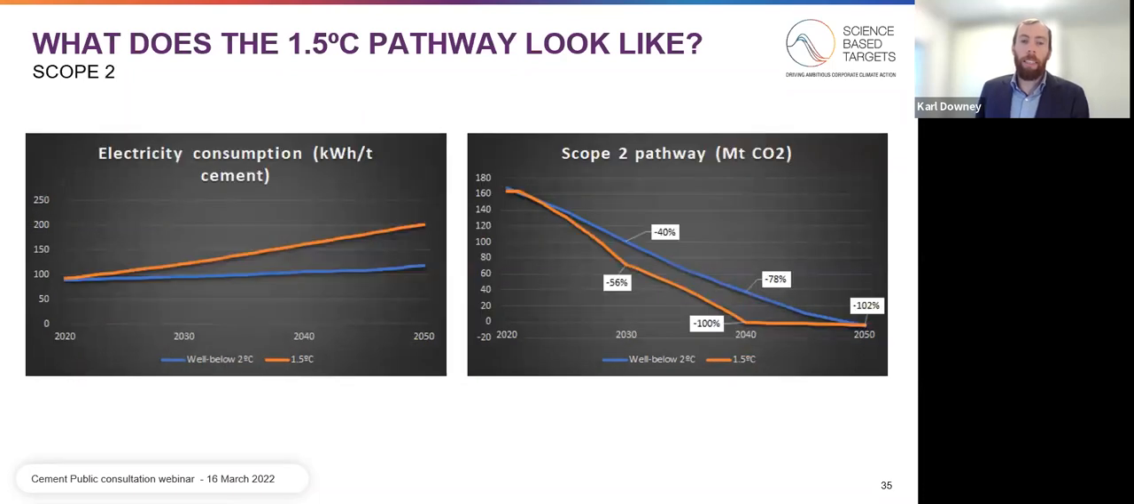Then on the next slide, we just have a look at what the scope 2 pathway looks like. Here we see increasing electricity demand in cement due to electrification and carbon capture and storage. But a rapidly decarbonizing electricity grid means that the pathway in terms of CO2 emissions is nevertheless more ambitious than the well below 2 degree pathway.